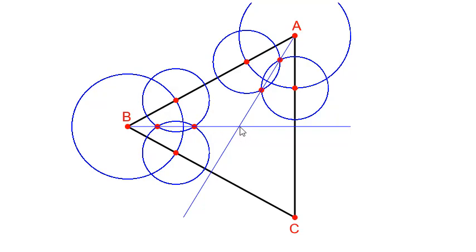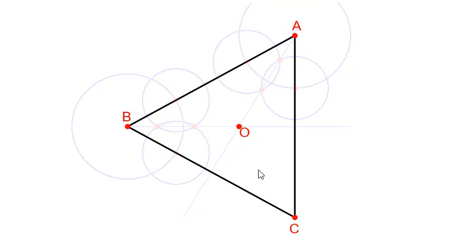So this point here, where these two lines intersect, we'll call it O, and this is the incenter of our triangle. Okay, so that's the first stage of this process, and what we're going to do now is fade out these construction lines a bit. Okay, so we faded out those construction lines.